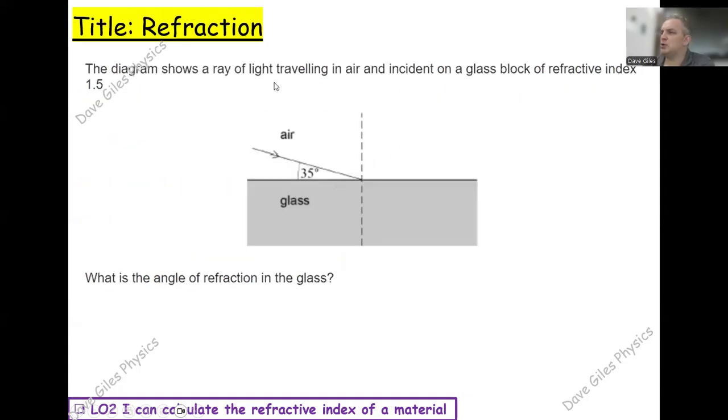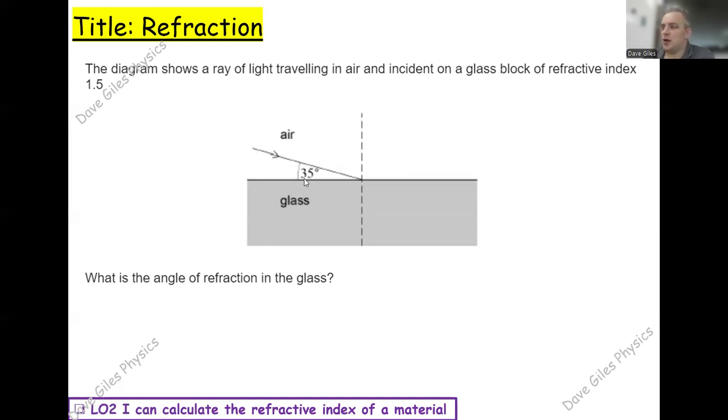And the diagram shows a ray of light traveling in air and incident on a glass block of refractive index 1.5. What's the angle of refraction in the glass? So, give you a few seconds to try it yourself. You can pause it.